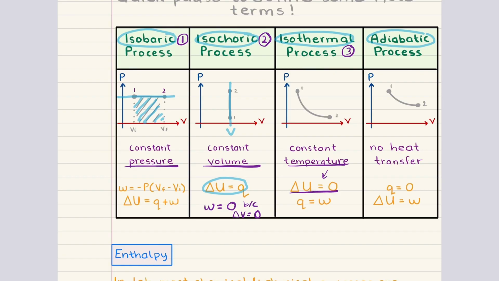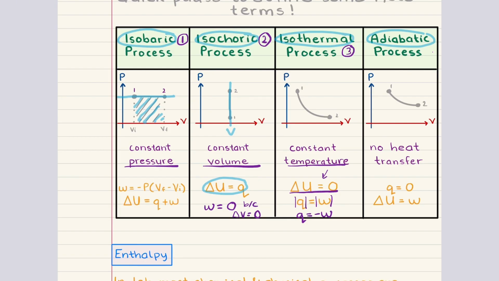So at constant temperature, delta U equals 0. That means whatever heat enters the system must leave as work, and whatever work is done on the system must leave as heat. So in other words, heat and work are exactly equal in magnitude. Q equals W, delta U is equal to 0. Q and W are equal in magnitude, I want to emphasize, but opposite signs.